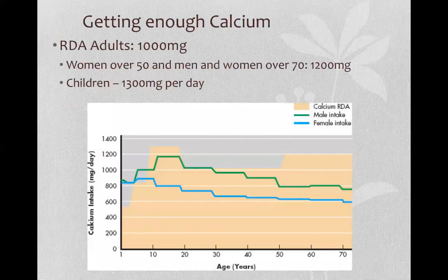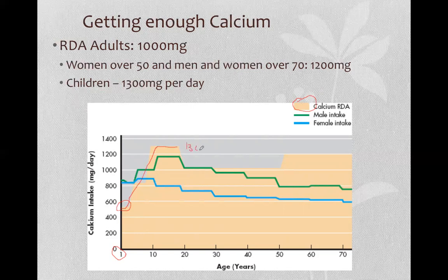So how do we get enough calcium, and what is enough calcium? How much do we need? So here you have a chart looking at age and then calcium intakes, as well as the RDA. When people are very, very young, their RDA, shown here in this tan color, is a little bit lower. But as they're growing, the RDA peaks up to 1,300.